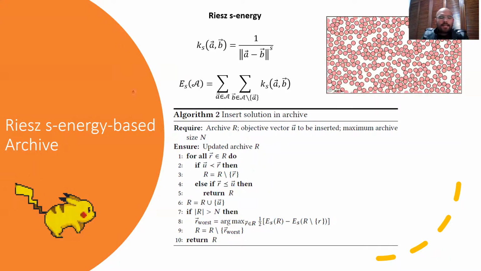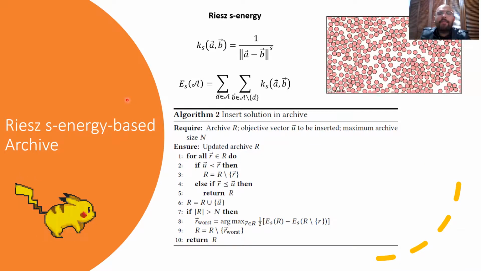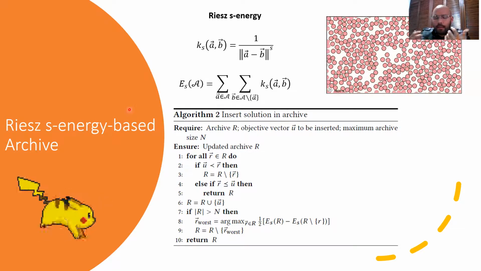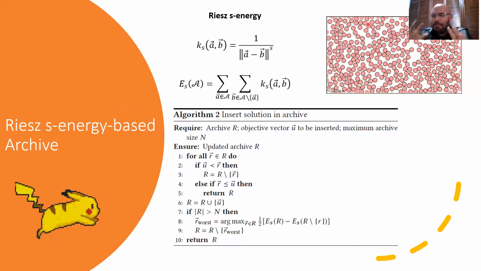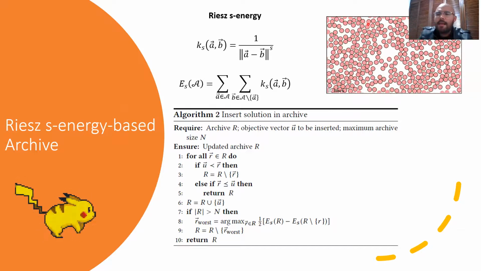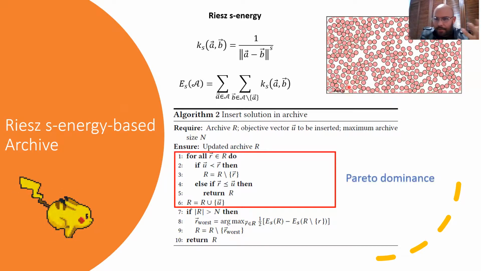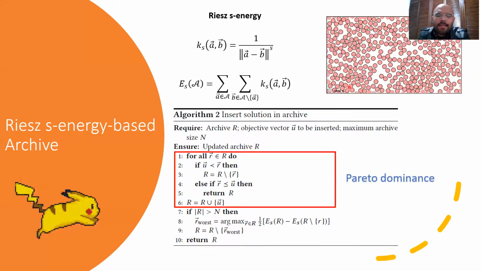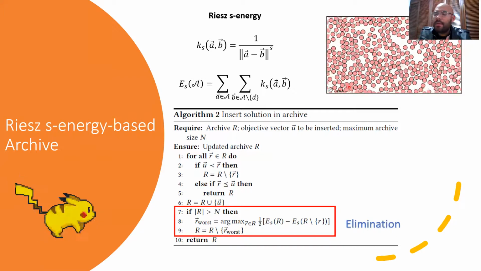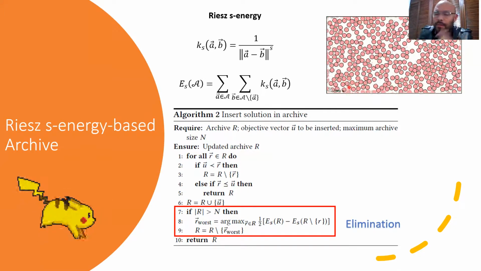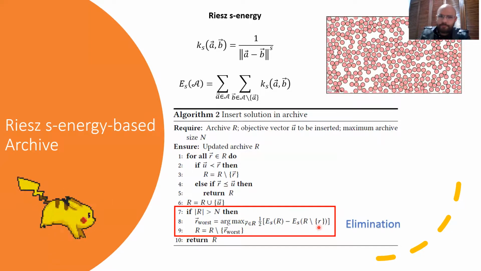In this case, it is based on Riesz energy, which is a very interesting function that comes from physics, from potential theory. The idea of Riesz energy is to promote uniformly distributed solutions independently of the Pareto front shape. So we have here the interaction between molecules and the idea to discretize a surface. The idea of our archive is to use the Pareto dominance as the main selection criterion, and in case the archive size is exceeded, we will execute a backward elimination process using the Riesz energy. This will ensure the generation of a uniformly distributed solution set.